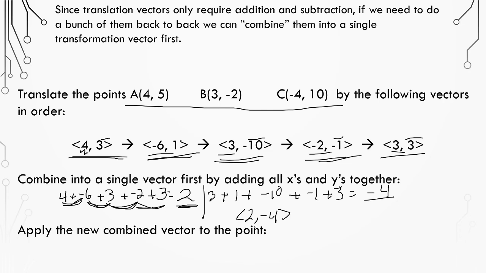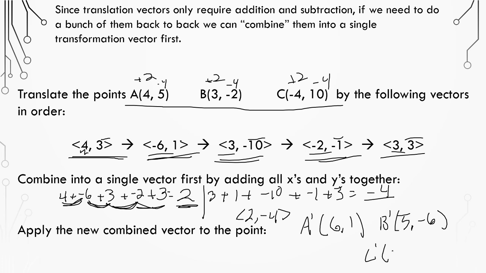So if you have translations, you don't have to do them one after another. You can simply combine all your translations together first, and then apply that single vector to each point. So I'm going to go a prime here. I'm going to simply add 2 to each x. And then again, the y means I'm going to subtract 4 from each y because it's negative. So a prime would be 6 comma 1. B prime would be 5 comma -6. And C prime would be -2 comma 6.